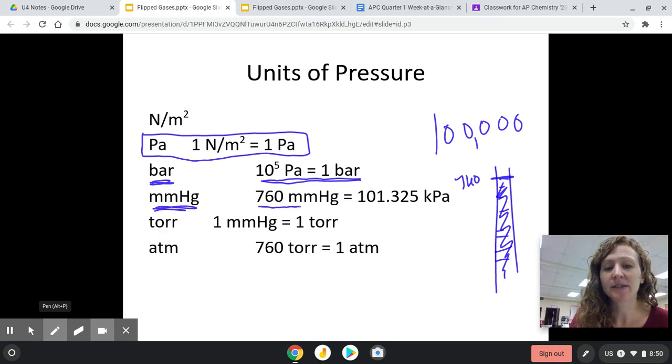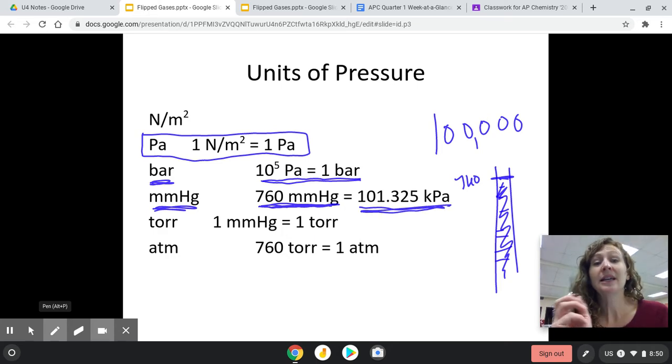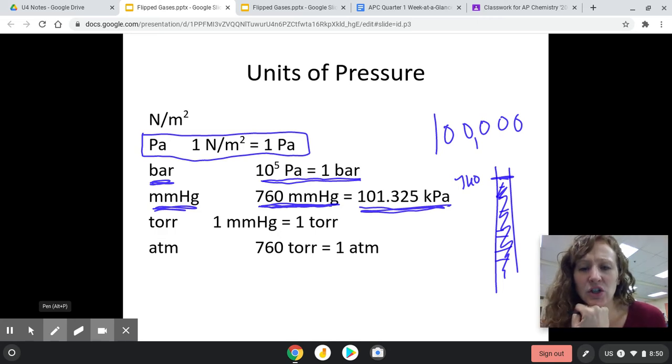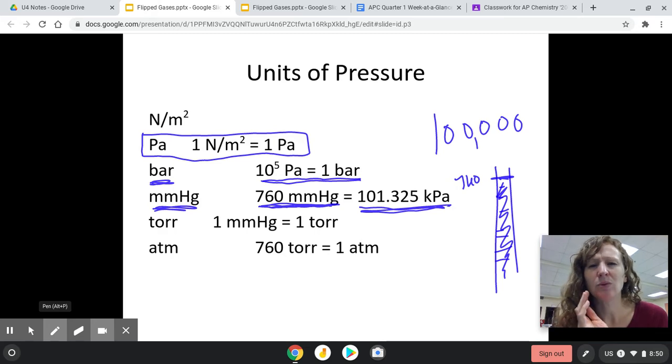And 760 millimeters of mercury is equal to 101.3 kilopascals. Now, you might actually memorize this conversion just because you're going to have to use it a couple times in the book problems, but it's not a measurement you need to know off the top of your head. It's not a conversion that you have to have in your back pocket. And in fact, I'm pretty sure it is on your reference sheet. Might be worth going to check.